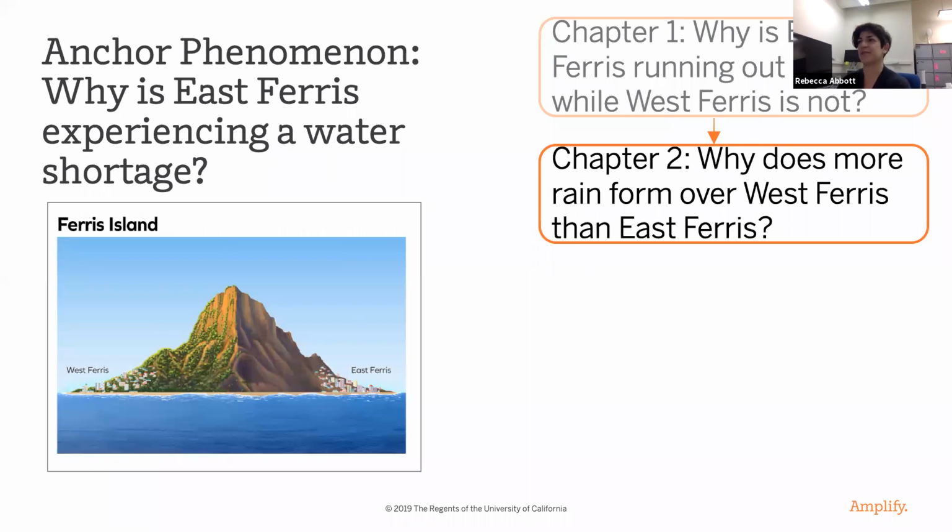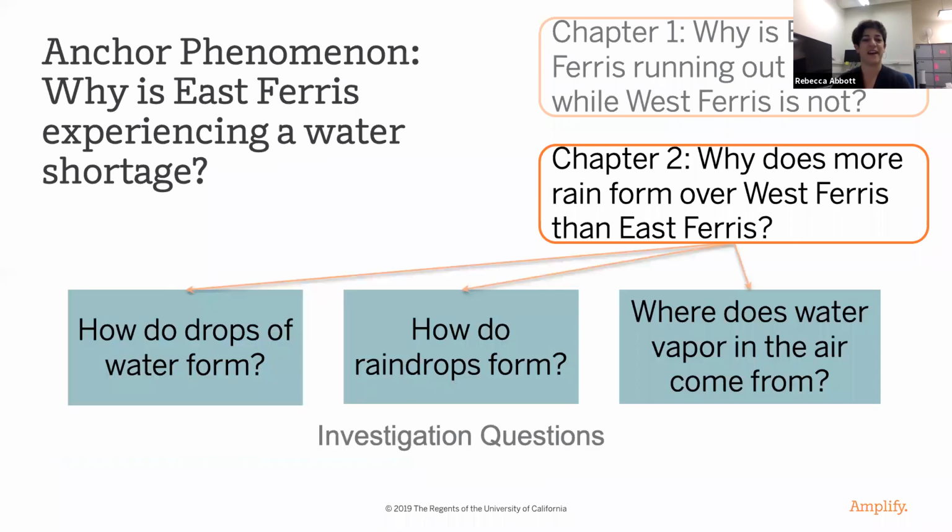Which leads us to more questions. Well, so we've defined the problem. We figured out in chapter 1 that there's more rain. It's more rainy in West Ferris, but why? Why is it rainier in West Ferris than East Ferris? Why does that happen? They're on the same island. Doesn't make sense. Let's find out.